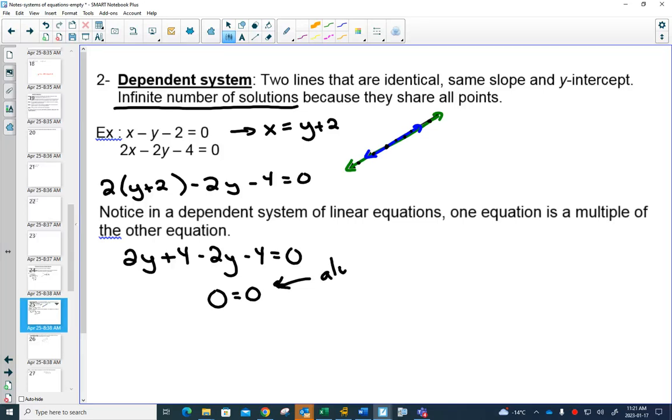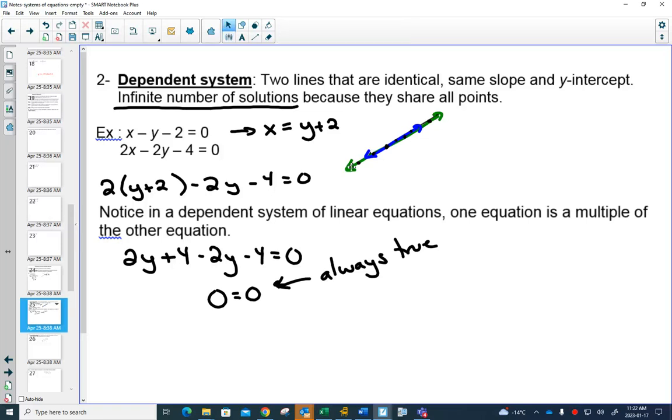I hope you realize that 0 equals 0 is always true. There's never a situation that 0 doesn't equal 0. And so if you get a statement where your variables go away, but the statement ends up true, that only happens if your two lines were exactly the same to begin with. Sometimes you can write the exact same line, but have it look a little bit different, right? We learned you can write y equals mx plus b form or general form. They could be the same line, just in a different form.